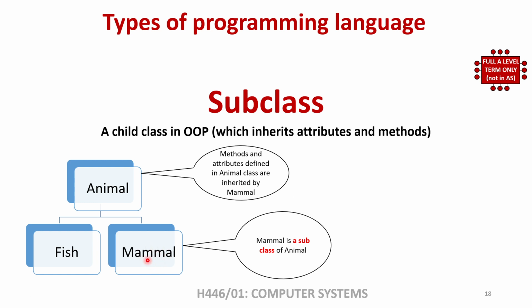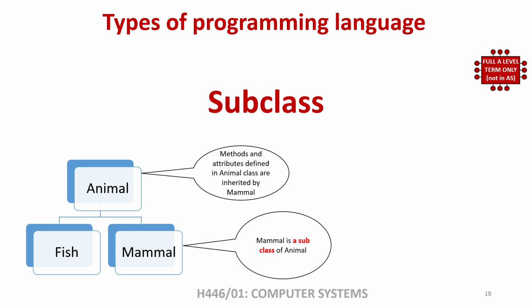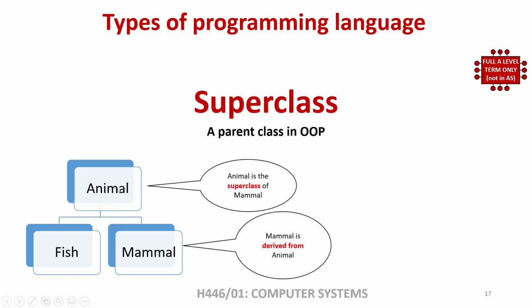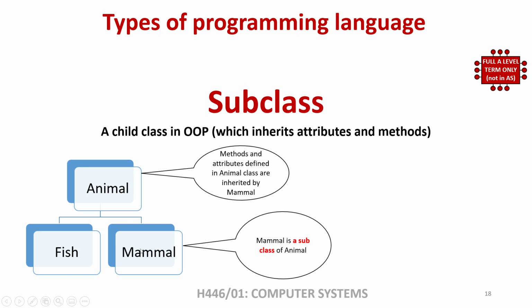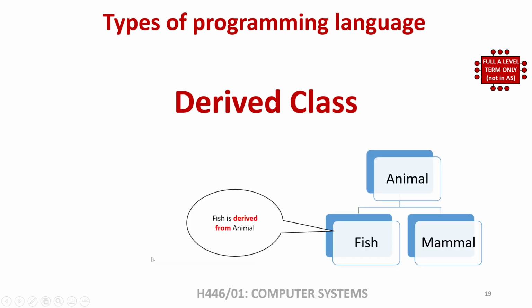Think of you like being sub, as in slightly less than your parents. Your parents are slightly more super than you. And then at some point in the future, you'll be slightly more super than your children, and your children will be slightly sub you. A derived class is just another way of saying a subclass.